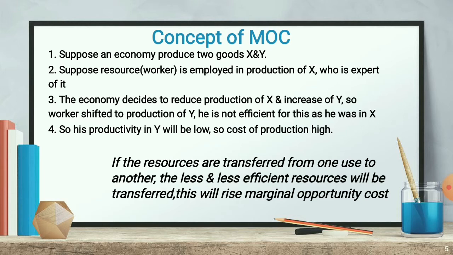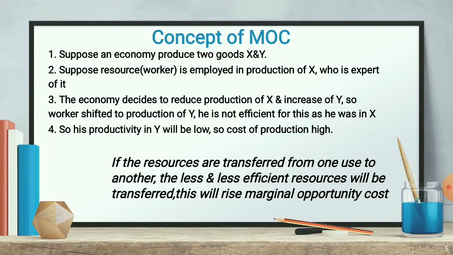Suppose the resource we are using, a worker or any kind of machinery, is employed in the production of X. Here I have taken a worker. Suppose X we are going to produce and this worker is totally suited for the production of X and is an expert in it. Suppose he is a highly skilled expert in the production of bread. Now the economy decides to reduce the production of bread, that is X, and wants to increase the production of, suppose, sweets, which is Y.